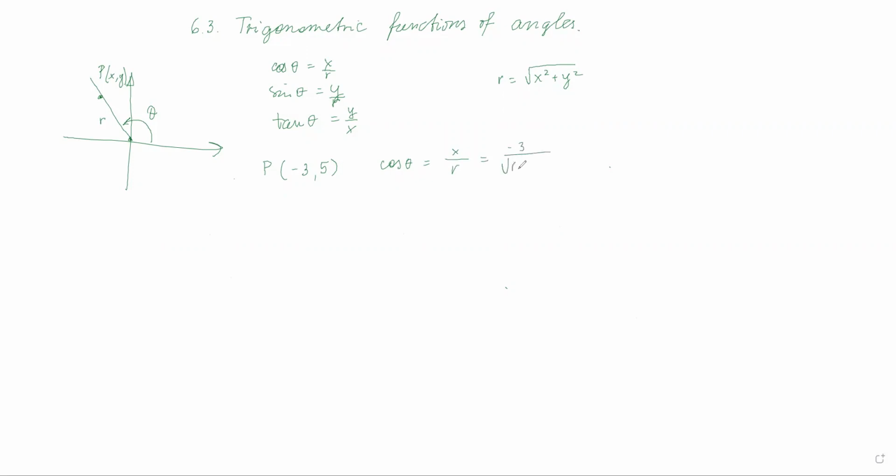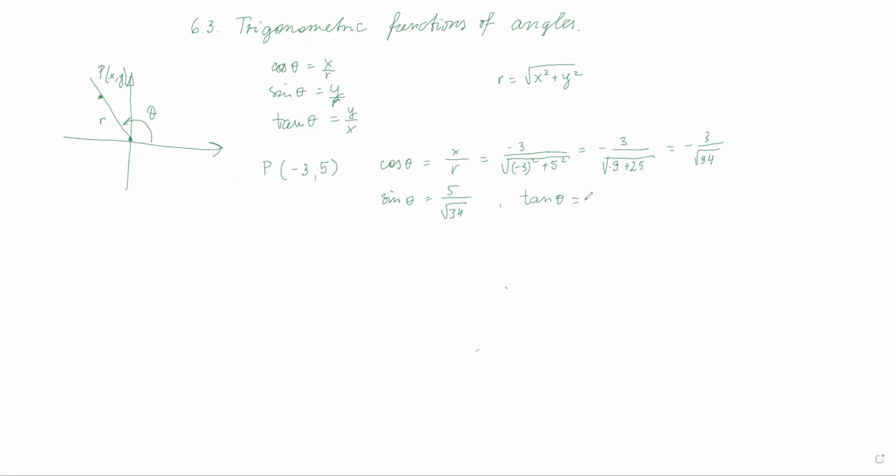It's a square root of x squared, so -3 squared plus y squared, 5 squared, right? And we are going to have -3 over square root of 9 plus 25, which is going to be minus 3 over square root of 34. Well, that's going to be my cosine. And the same way we can calculate sine. For sine, it's going to be easier because we do know r already. So we just take y, which is 5, and divide by our r, which is, we do know that's square root of 34.